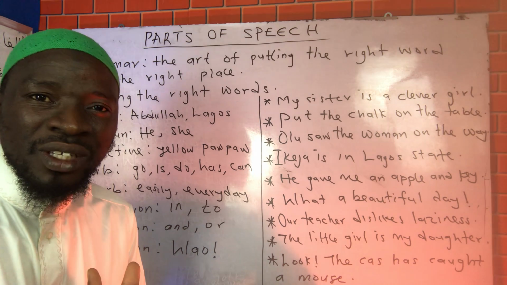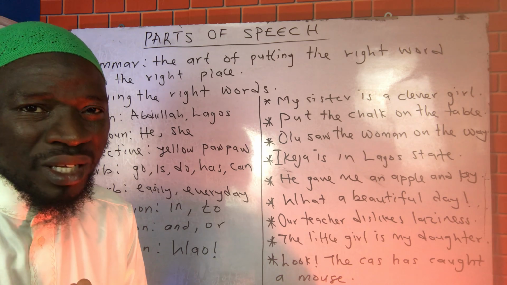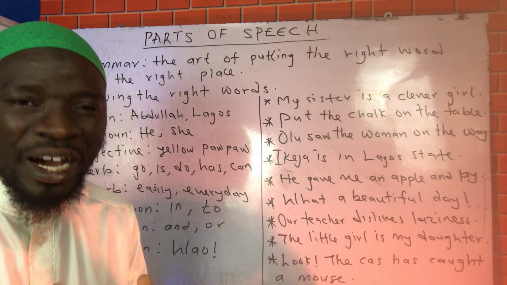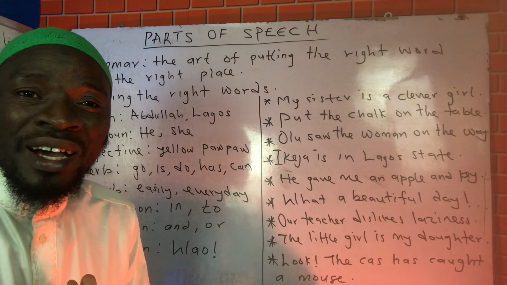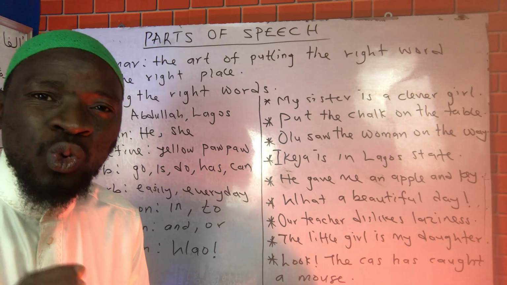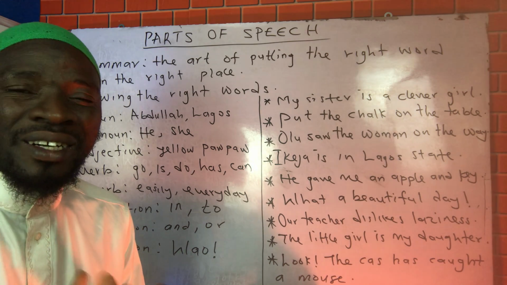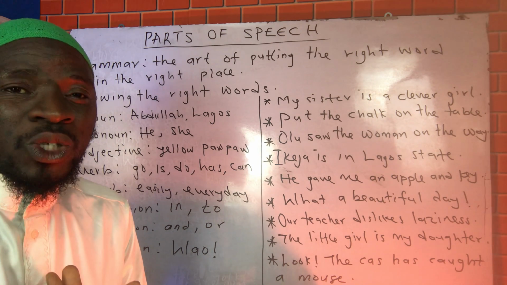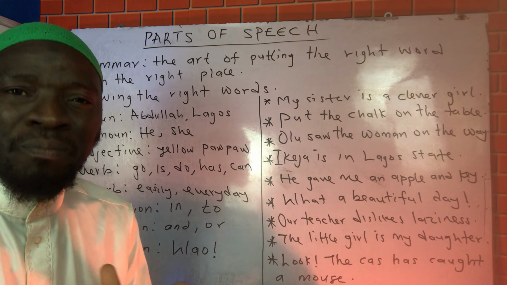And English is polished with the use of grammar, that is, the rules guiding the use of language. It is said that grammar is the art of putting the right word in the right place. And what we study in grammar is to know the right words and the right places.